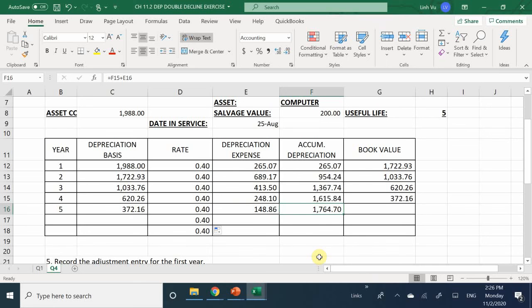Okay. Oops, hold on a second. Okay, and then we're going to have the 1988 minus 176,470. So the new book value is now $223.30, right? Yep. Okay. So that means you could still go for one more year of its book value, one more year of its life.